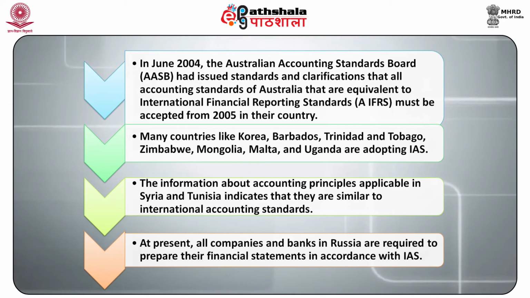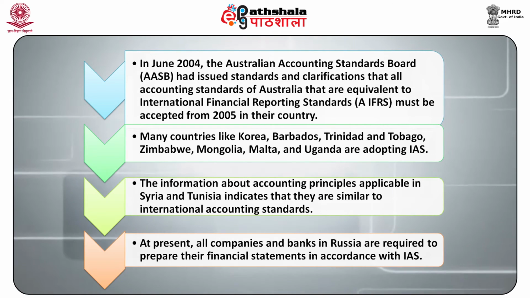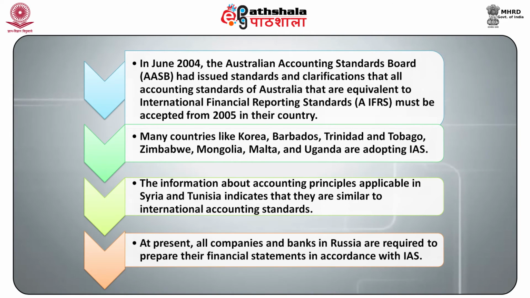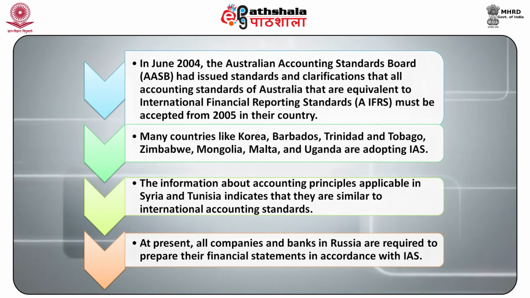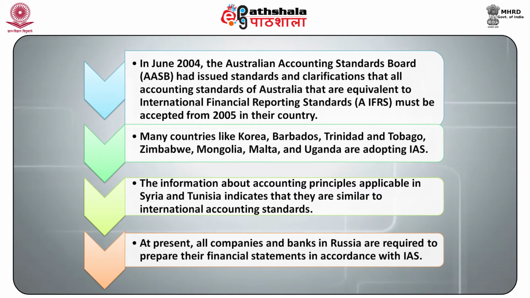Many countries like Korea, Barbados, Trinidad and Tobago, Zimbabwe, Mongolia, Malta and Uganda are adopting IAS. The information about accounting principles applicable in Syria and Tunisia indicates that they are similar to international accounting standards. At present, all companies and banks in Russia are required to prepare their financial statements in accordance with IAS. New Zealand's Accounting Standards Review Board and Financial Reporting Standards Board adopted 36 new accounting standards and 12 interpretations in January 2005, and these form New Zealand's equivalent of the International Financial Reporting Standards. It is going to incorporate IASB standards with effect from 1st January 2007.